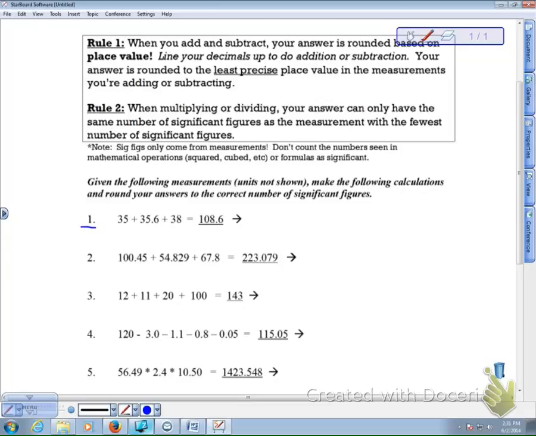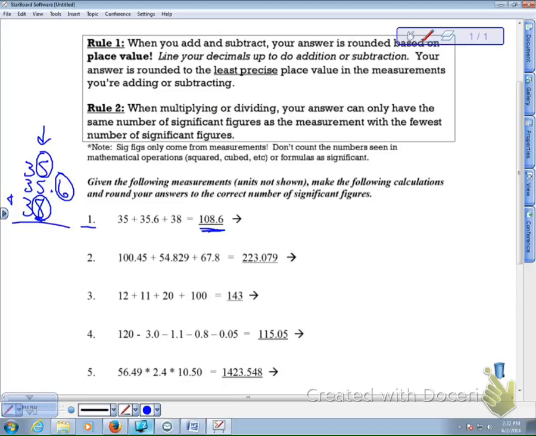Let's look at number one. I'm going to line these numbers up: 35, 35.6, and 38. Now, if we look at each of these three individual measurements, in the 35, the 5 is the digit that is the guess. That's the ones place. In the second value, the 6 is the guess, so error happens in the tenths place. Well, the ones place is further to the left than the tenths place. And the third digit, the 8, is also in the ones place. So again, the ones place is the least precise place value. It is the farthest to the left where the guesses show up. So I've already given you the answer to that one.